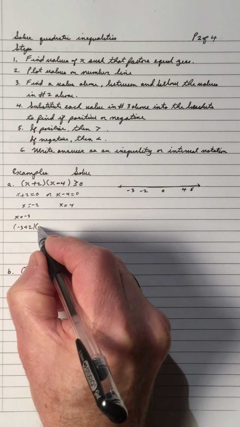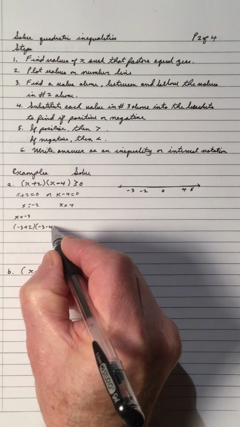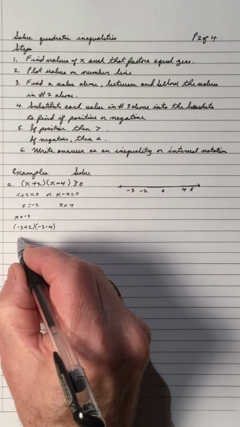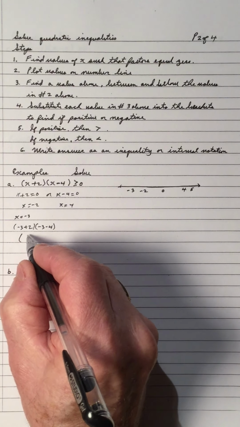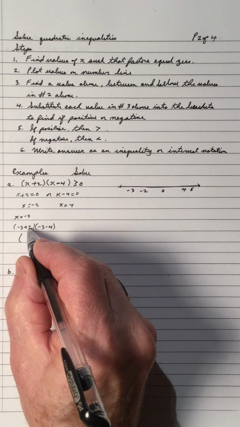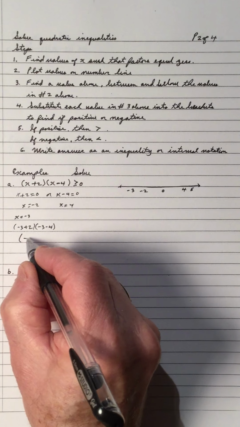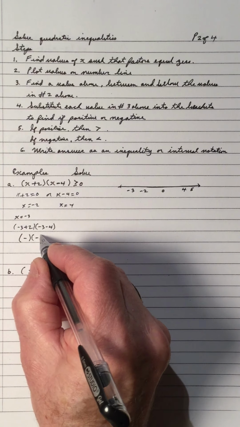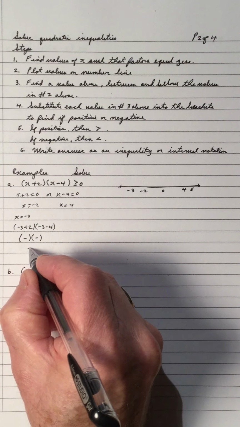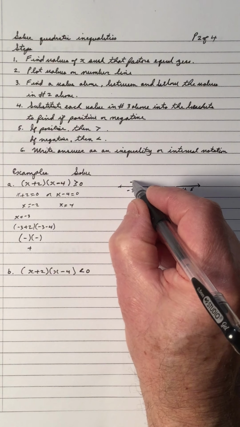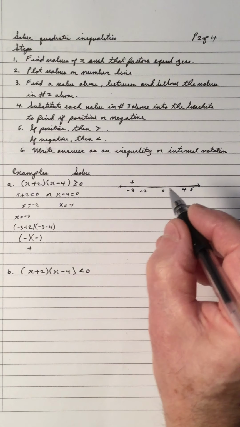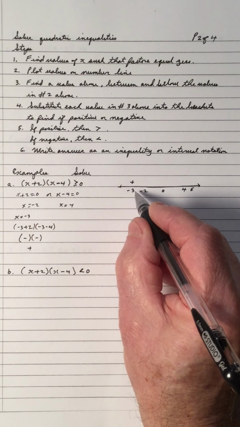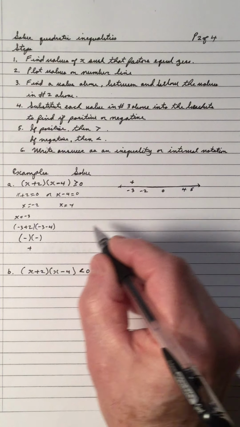plus 2, negative 3 minus 4. And I'm not worried about what the number is. I only want the sign. So negative 3 add on 2 is a negative. And negative 3 minus 4 is a negative. So negative times a negative is a positive. So that's a negative 3 will give me a positive number. That means all numbers to the left of negative 2 will be positive.